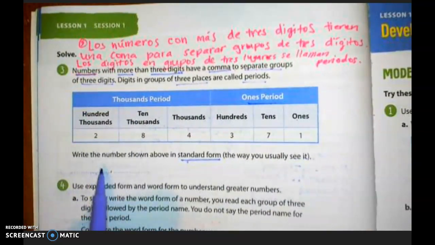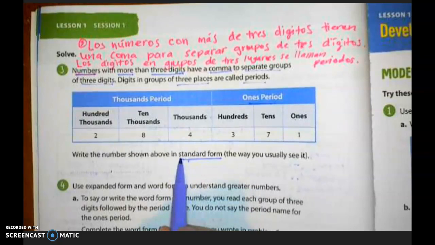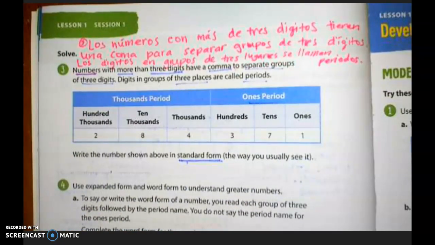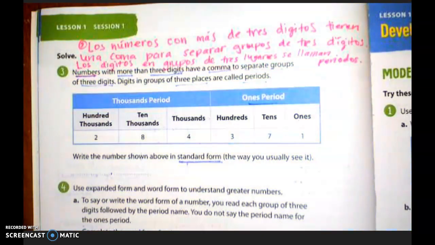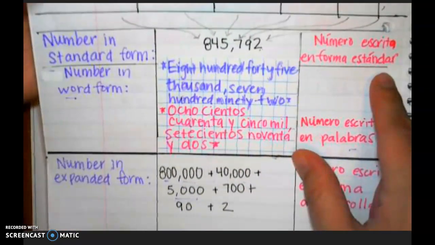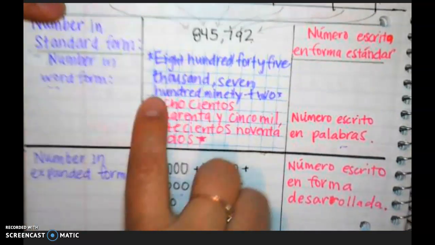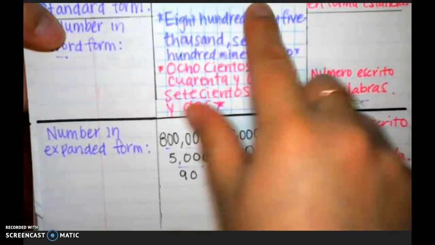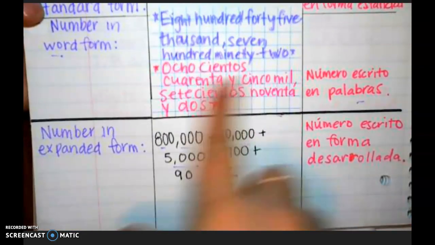Acá abajo vinimos a write the numbers shown above in standard form, the way you usually see it. Y si no se recuerdan qué es standard form, recuerden, pueden agarrar su libreta, su cuaderno de matemáticas, ir atrás, donde dice vocabulario y copiados, palabras en inglés y español. Abrir la página de atrás y aquí nos dice, ok, number in standard form, número escrito en forma estándar. Y luego aquí nos enseña, ¿verdad? O nos dice number in expanded form. So aquí está number in standard form aquí, number in word form.